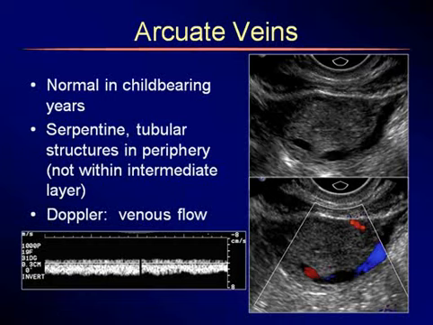These vessels are sometimes serpentine, very tortuous. They're tubular, fluid-filled structures that go along the periphery of the intermediate layer. Here's an example of a large vein coming across, and we can do a spectral Doppler tracing on it, proving that it is a venous structure.